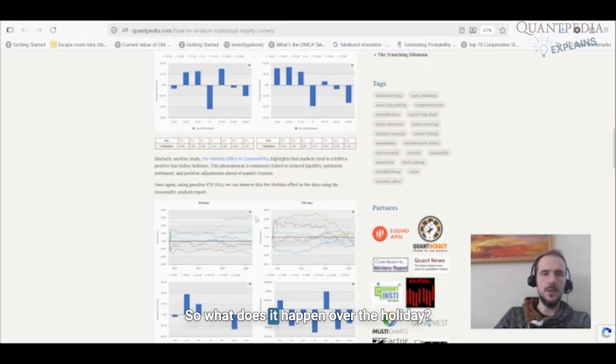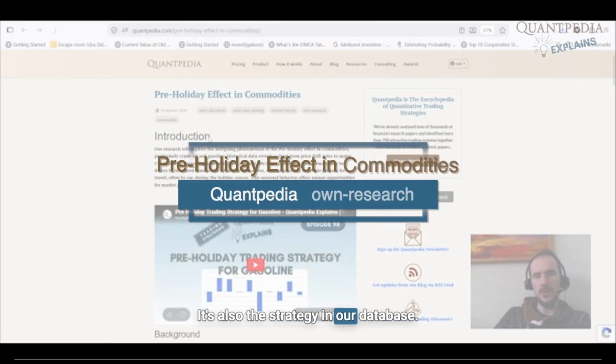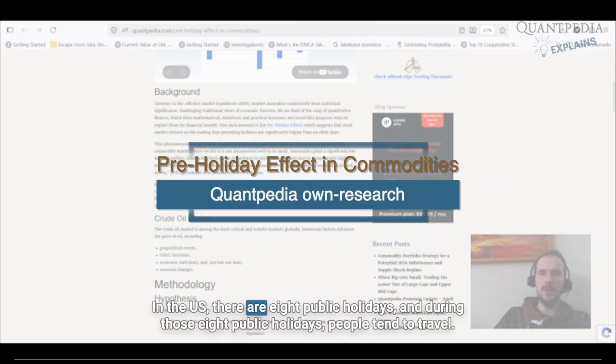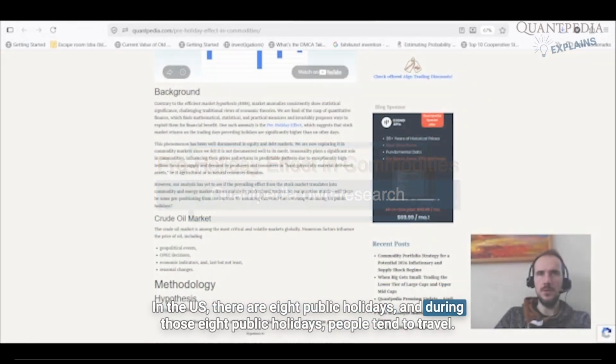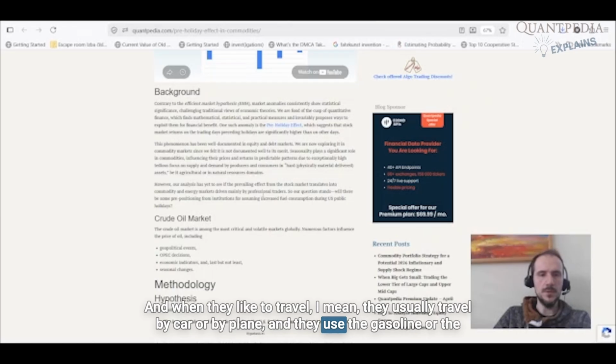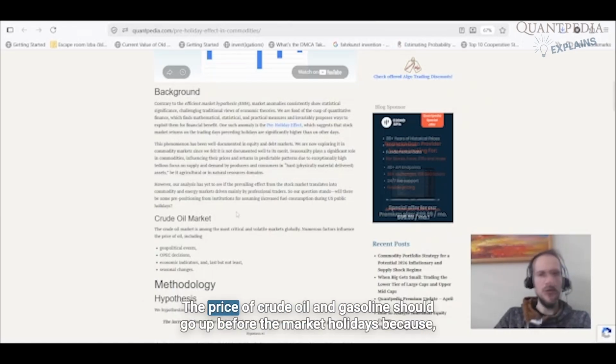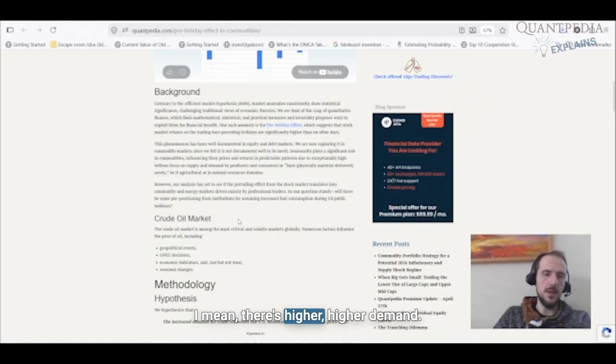So what happens over the holiday? We have an article about that. It's called pre-holiday effect in commodities. It's also a strategy in our database. So what happens? In the US, there are 8 public holidays, and during those public holidays, people tend to travel. They usually travel by car or by plane, and they use gasoline or crude oil, which is used to drive those engines. The price of crude oil and gasoline should go up before the market holidays because there's higher demand.